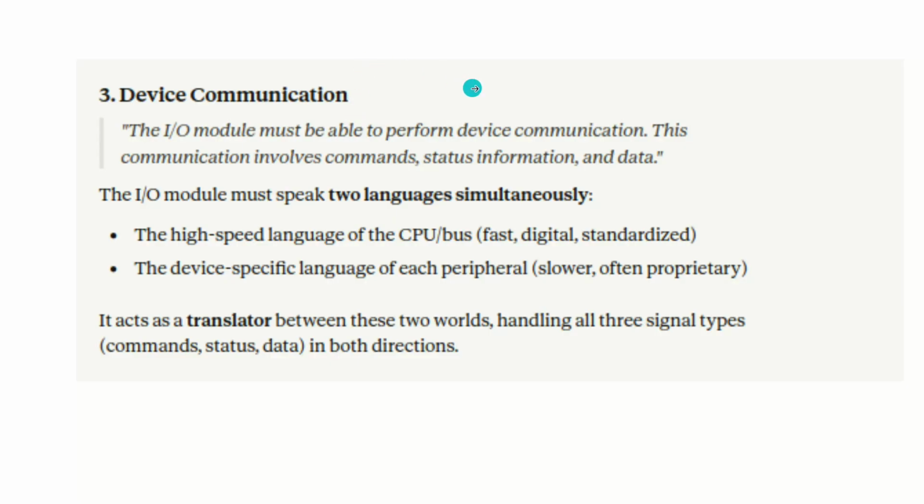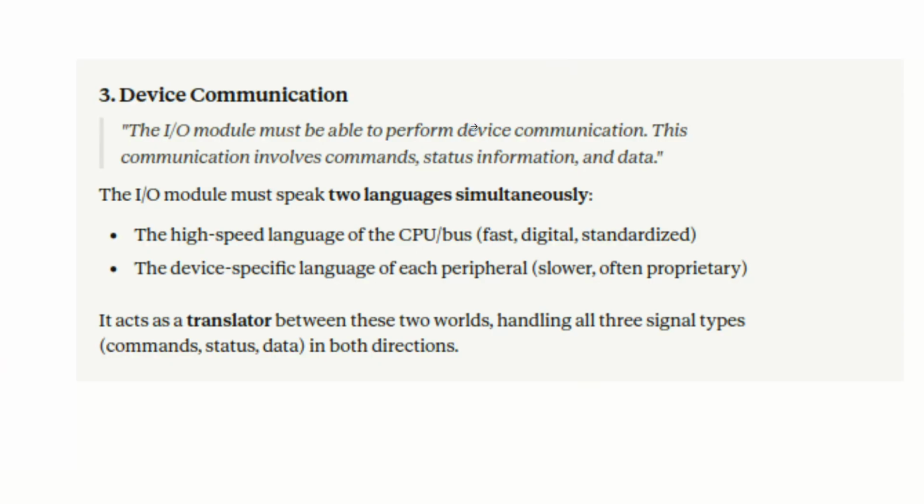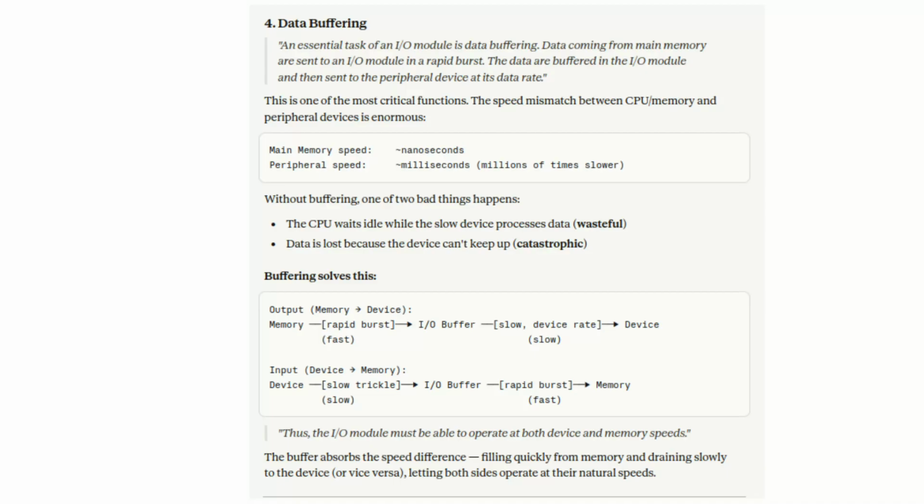Command, status and data: like how it communicates with the processor, the IO module must also communicate with the device. So in short, the IO module has to speak two languages simultaneously. First is the high speed language of the CPU, and next is the device specific language of the peripheral device. So it acts as a translator between the CPU and the peripheral device.